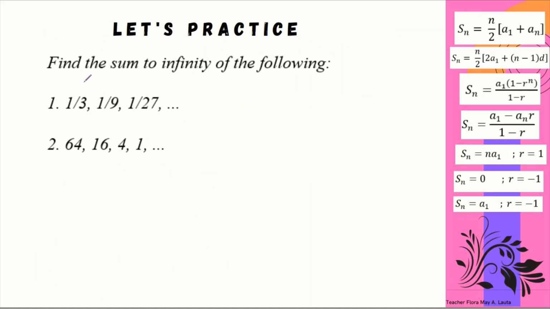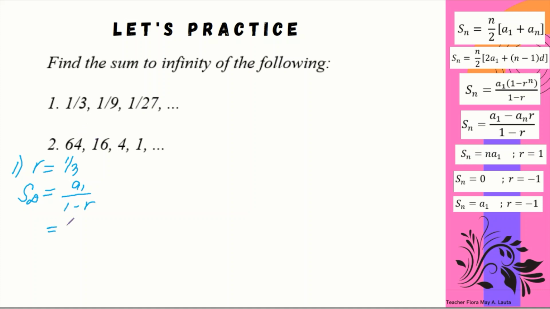Okay, so we have here practice exercises. Find the sum to infinity of the following. 1/3, 1/9, 1/27. So to solve this, let's find the r first. But it's already obvious that our common ratio is 1/3, right? Because 1/3 times 1/3 is 1/9, times 1/3 is 1/27. Okay, so let's solve for sum to infinity, which is a sub 1 over 1 minus r.